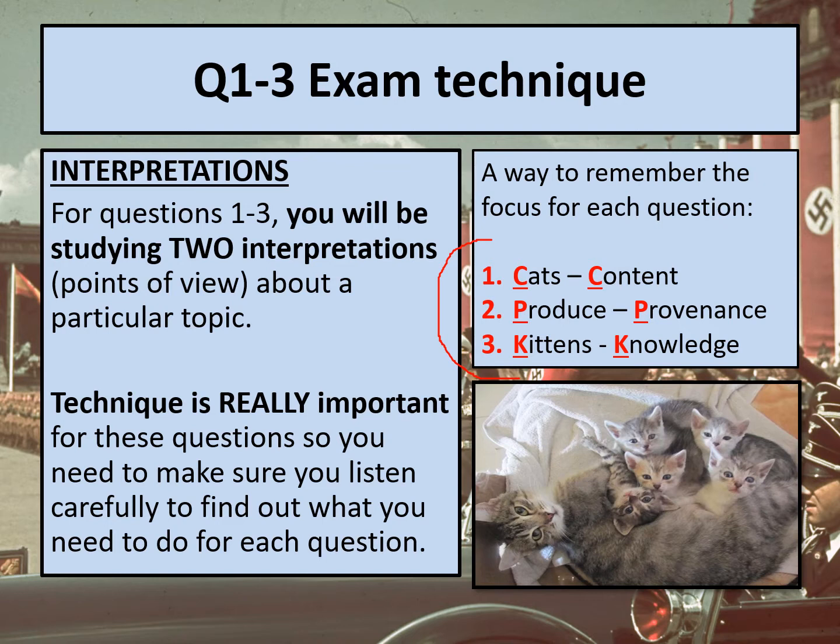We remember this by saying cats. Remember our phrase, cats produce kittens? Question 1 is all about cats, that's the content section. Question 2 is all about produce, so that's basically the provenance section.